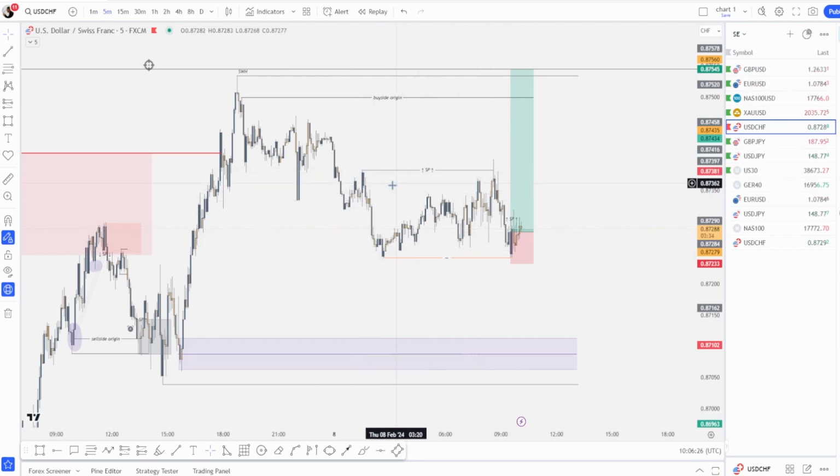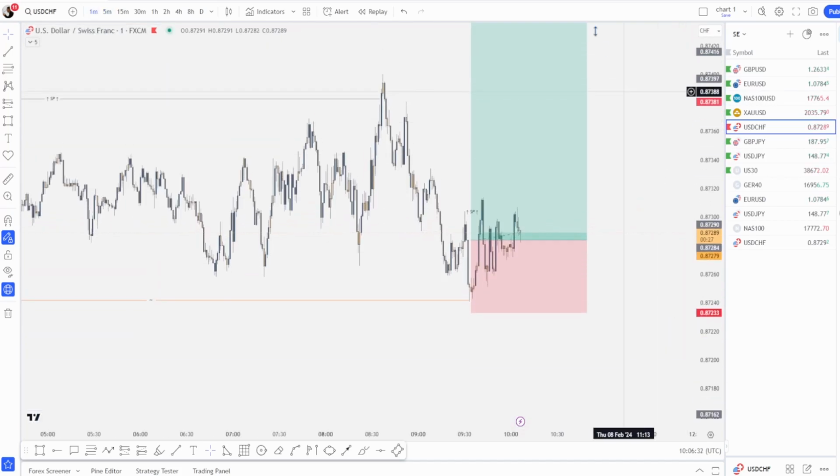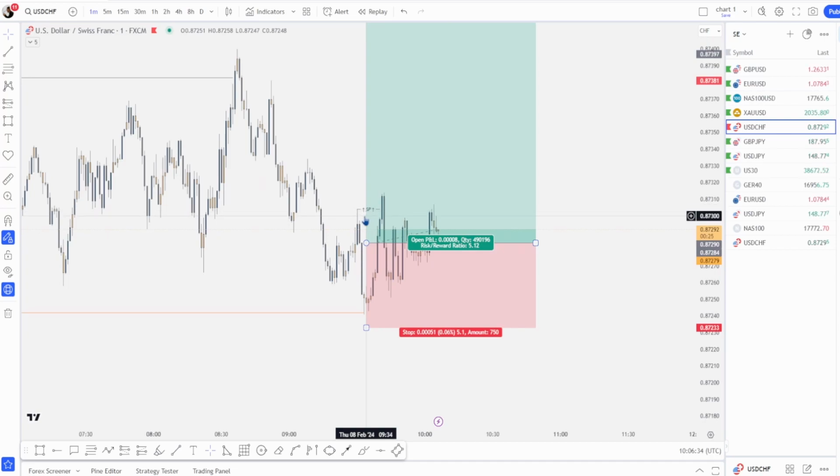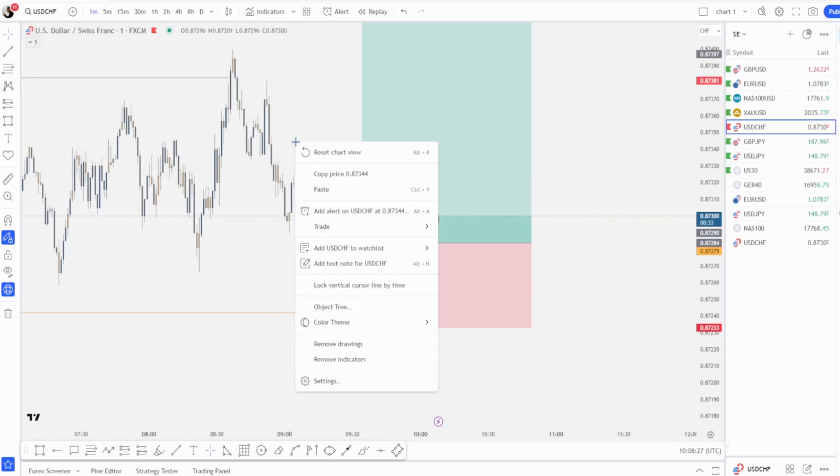We have said within here, this is our open window. We are now looking for entry within here, and you can see that we have just taken our SP on our smaller time frame structure movement here, so our trade is now running. Now we will post a picture of this to show you our entry.